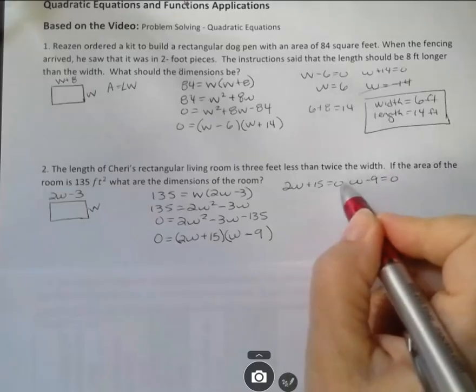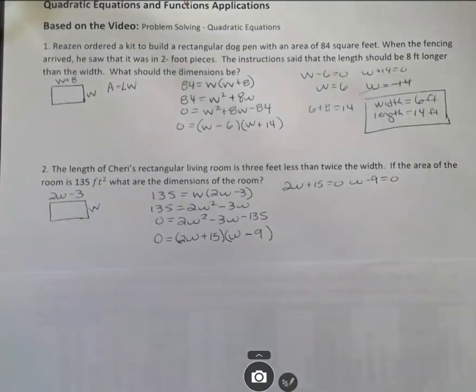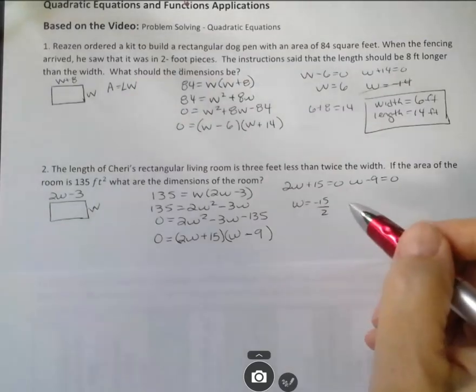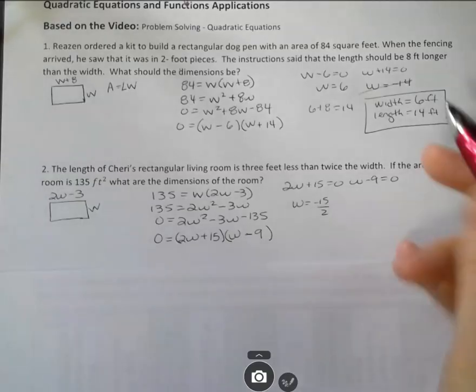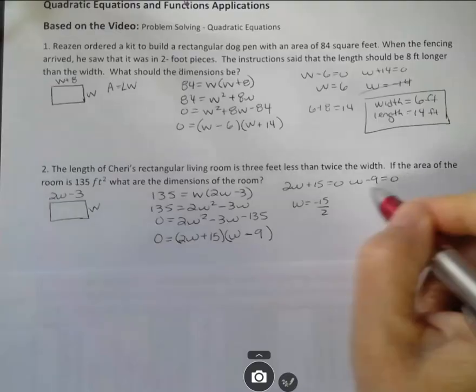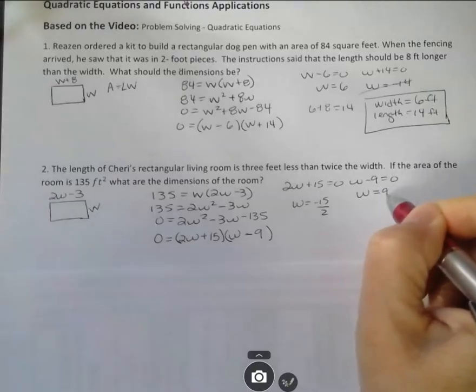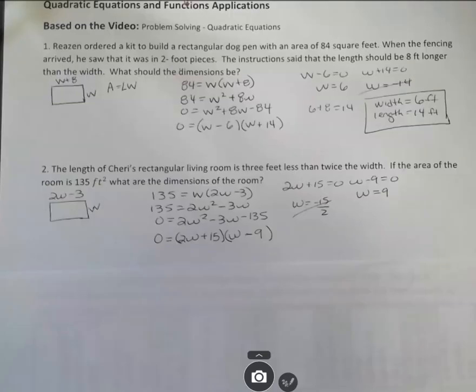If I subtract 15 from both sides, that would be negative 15, and divide by 2, I would get W equals negative 15 divided by 2. It's totally fine to get a fraction or a decimal for an answer, but not a negative length, so I know that I'm not going to use that. If I add 9 to both sides, I get W equals 9. That's not going to be used.